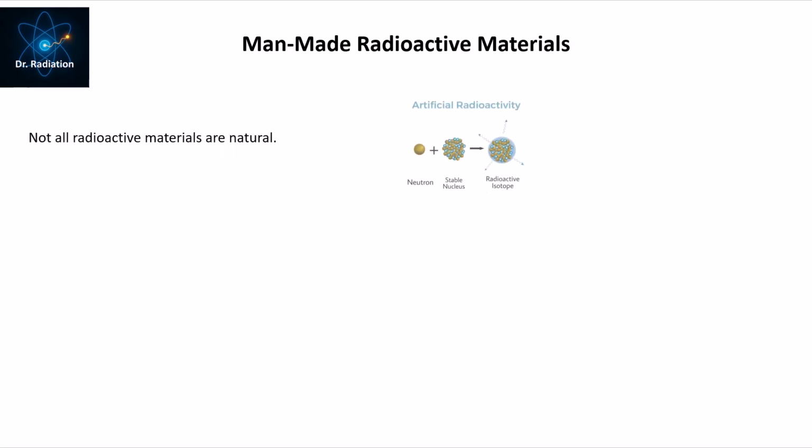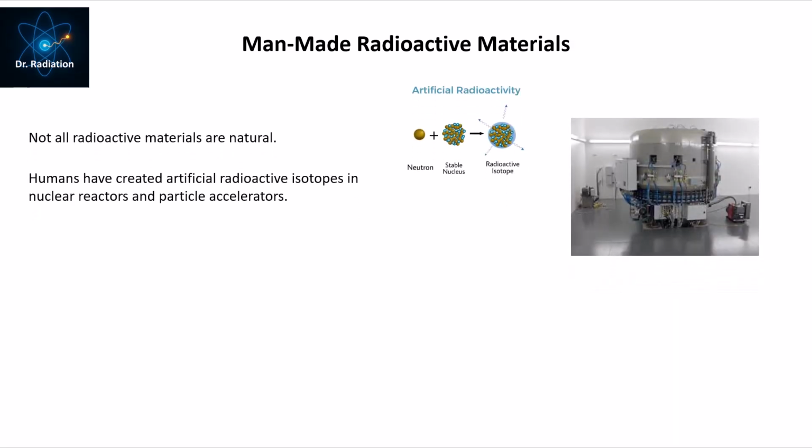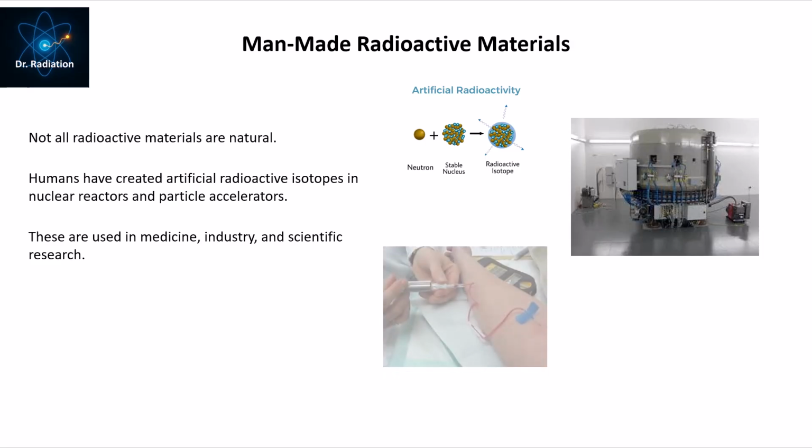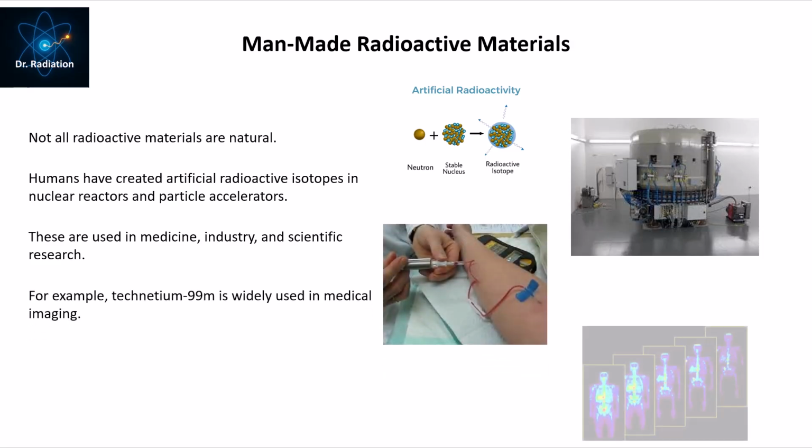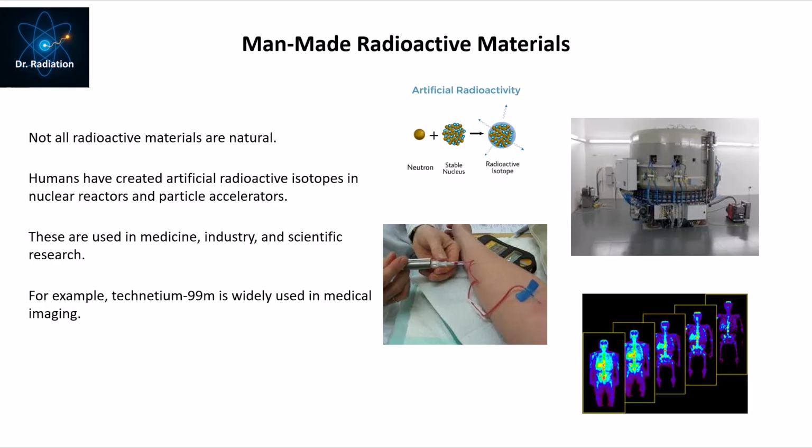Not all radioactive materials are natural. Humans have created artificial radioactive isotopes in nuclear reactors and particle accelerators. These are used in medicine, industry, and scientific research. For example, technetium-99m is widely used in medical imaging.